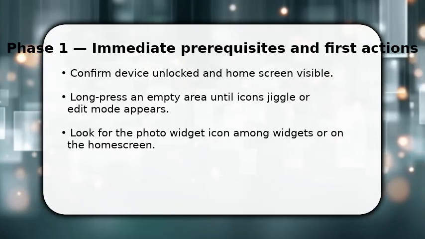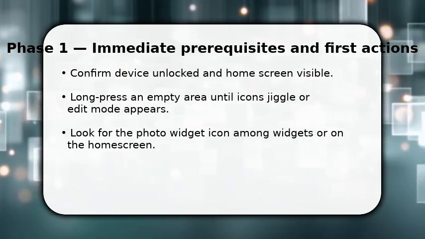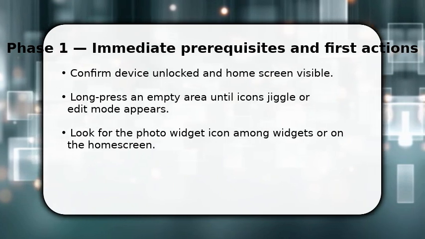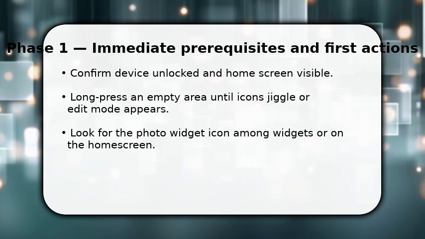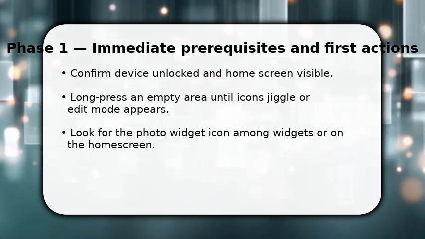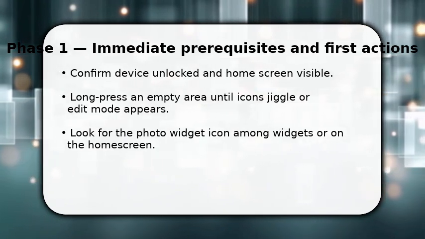You start by finding the photo widget you want removed. This is important so you don't delete the wrong item. Once the screen is in edit mode, press and hold the widget icon until a contextual menu appears. Make sure to identify whether it's the system photo widget versus an app shortcut, because removal actions differ slightly.